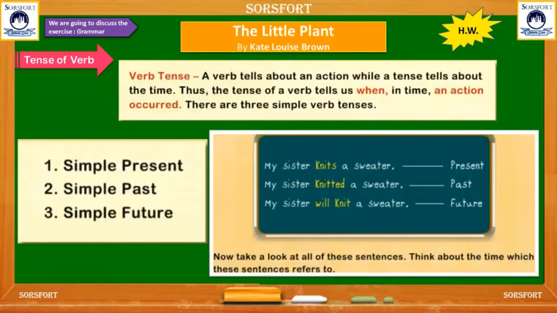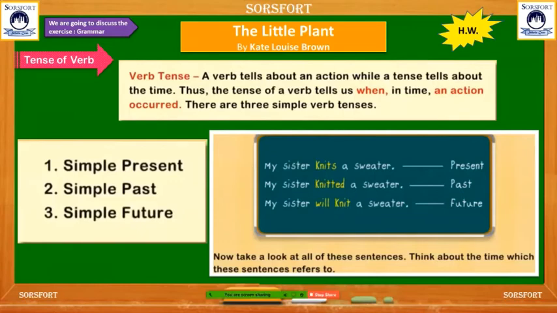Now, tense of verb. Verb tense. A verb tells about an action, while a tense tells about the time. Verb is the action word, right? And tense, what is tense? After seeing the verb, we can understand which time it happened. Thus, the tense of a verb tells us when, in time, an action occurred. There are 3 simple verb tenses: simple present, simple past, simple future.